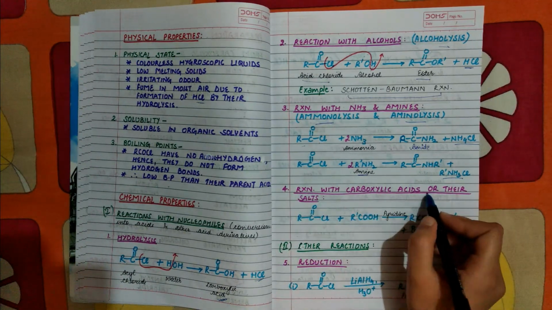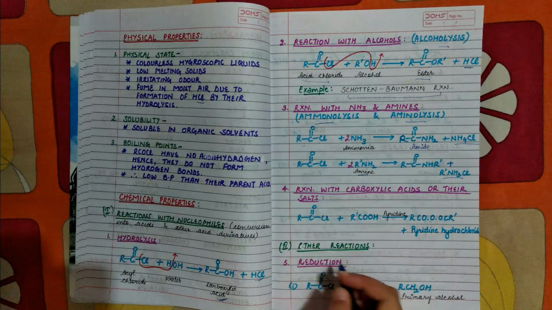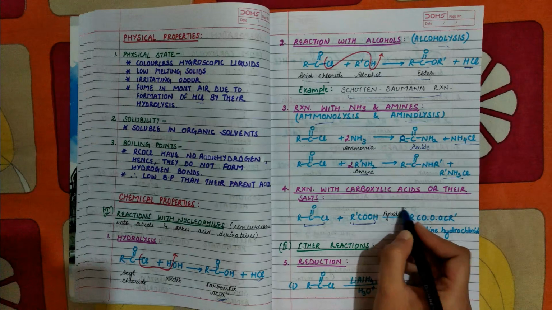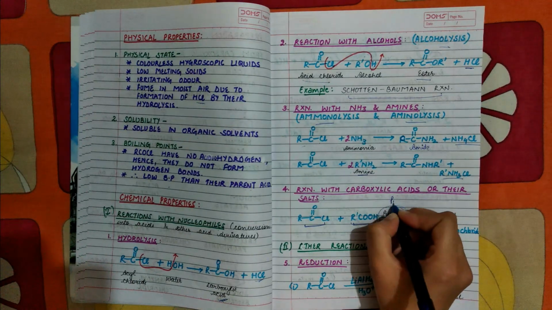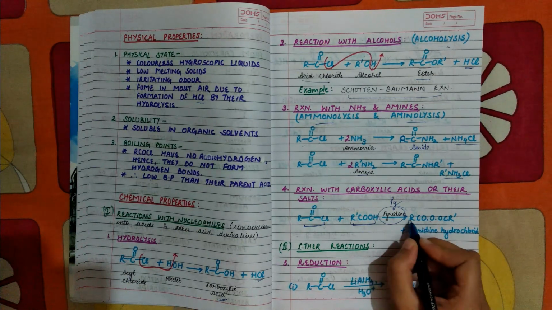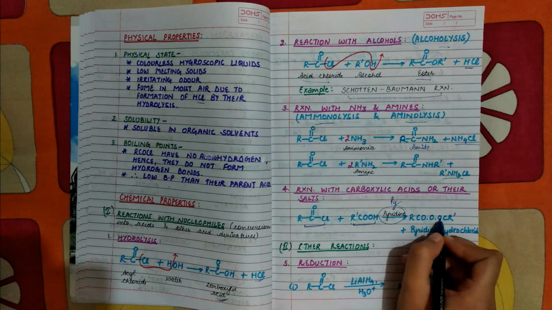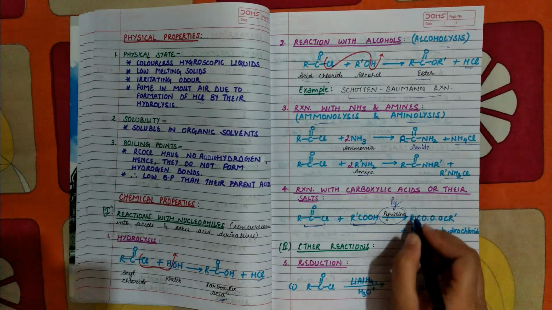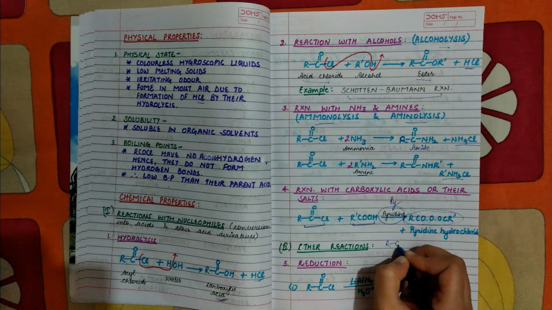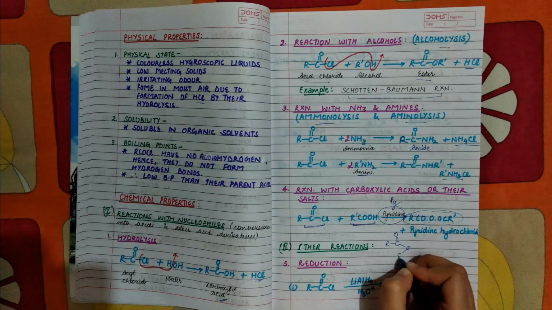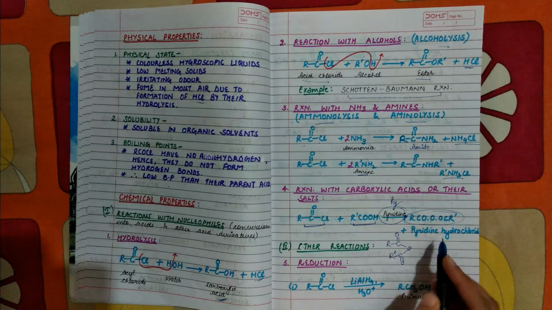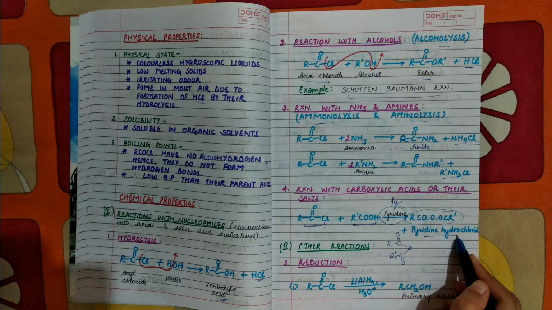Reaction with carboxylic acids or their salts. We react a carboxylic acid with acid chloride in the presence of pyridine. We also usually write pyridine as PY, and I will use it further. So we get RCOOCOR', okay, this seems quite complicated, but it's nothing but just an anhydride, right? Plus pyridine hydrochloride.